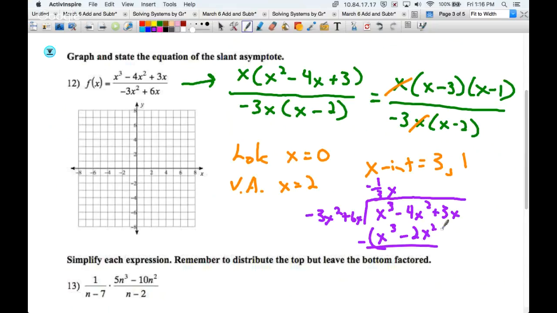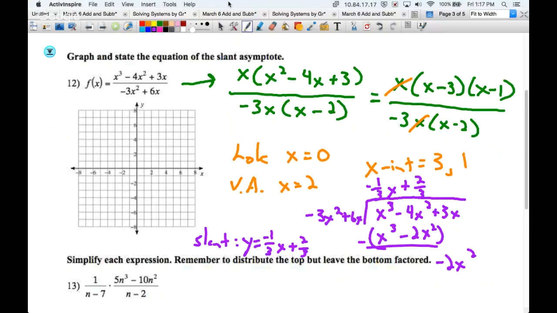Subtract that away. -4 minus -2 is -4 plus 2, which is a -2x squared. What do I have to multiply -3x squared by to get a -2x squared? I have to multiply it by positive 2/3. So our slant asymptote is at y equals -1/3 x plus 2/3.